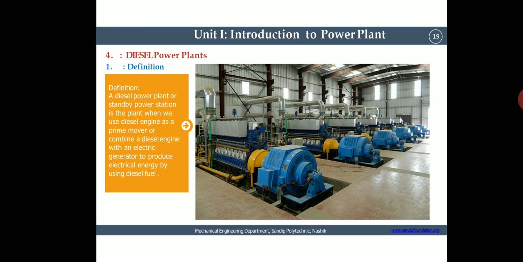A diesel power plant, or standby power station, is a plant in which we use a diesel engine as a prime mover, combining a diesel engine with an electric generator to produce electric energy using diesel fuel. The basic fuel is diesel, which is readily available in the market. It is a commercial fuel which has a certain cost.